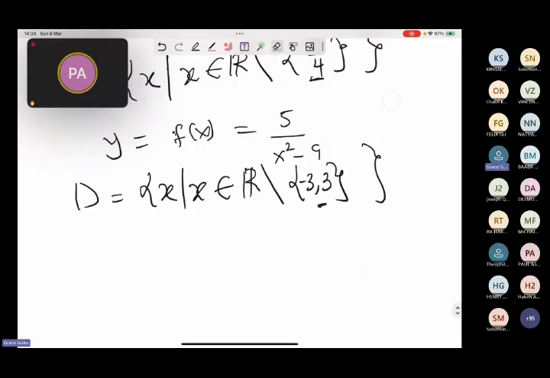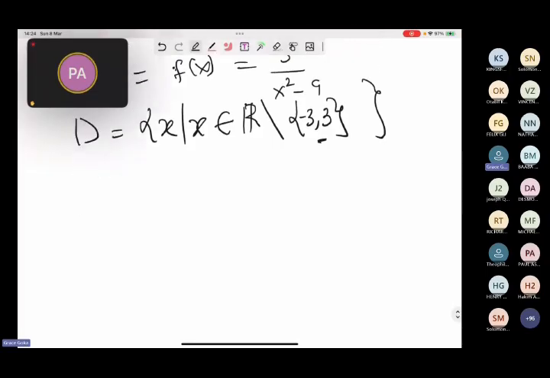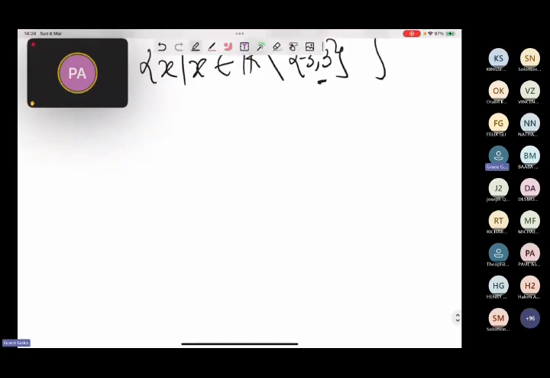Are we still lost? So to find the domain of a rational function where the numerator is a polynomial and the denominator is a polynomial, the domain is going to be the set of all real numbers minus the numbers that make the denominator become 0. Because if the denominator becomes 0, the function becomes undefined. Those are the numbers that we want to remove. Last one, then we can move on to another thing.